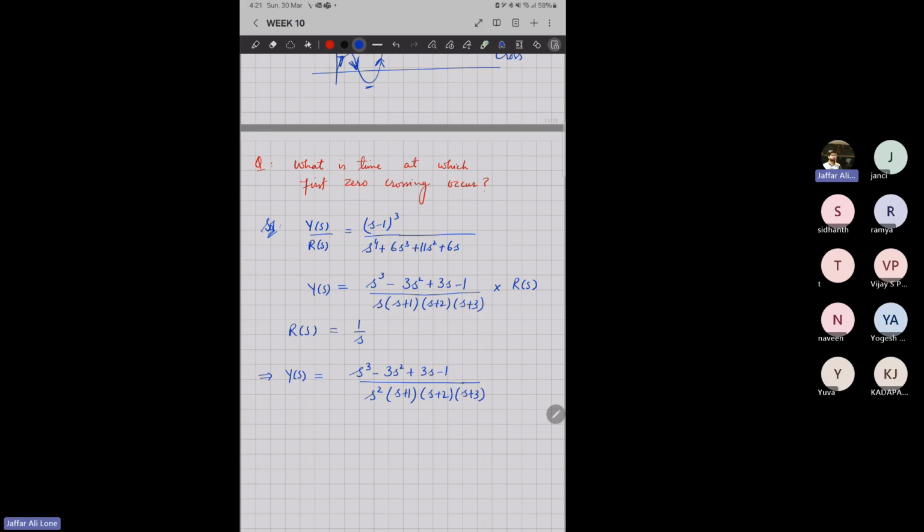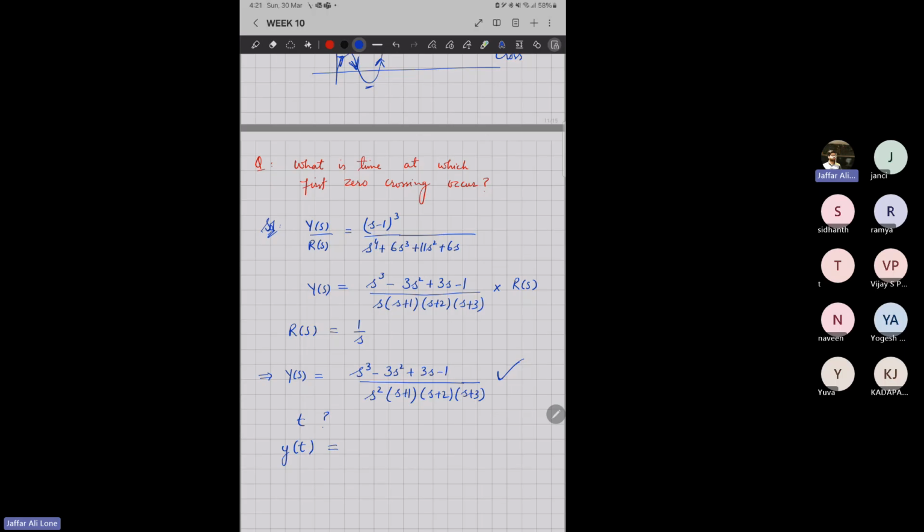So basically now, the question is what is the time at which the first zero crossing occurs? We are in the Laplace domain, the s domain right now, but we are being asked about the time, so about t. So we should find y(t). When we find y(t), we will find the value of t when y(t) is 0. That will give us the required zero crossings.